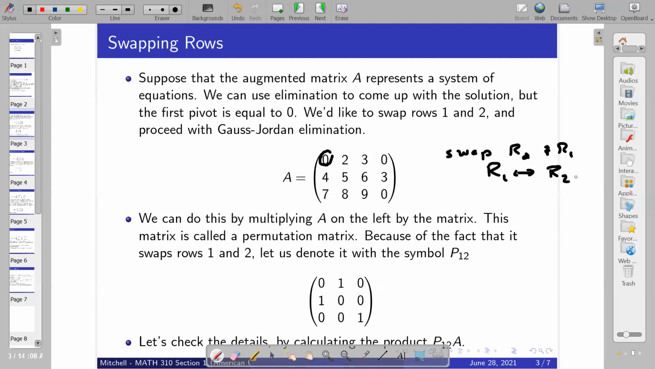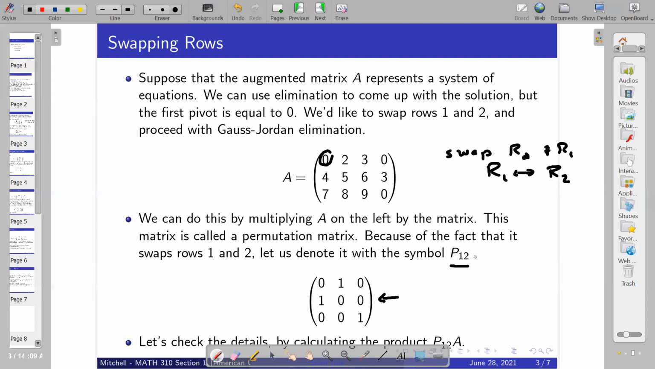It turns out that you can achieve a switch of rows by multiplying A on the left by the following matrix. So it's this matrix right here. This guy is known as a permutation matrix. I'm going to denote this particular permutation matrix as P with a subscript of 1, 2. It's not 12, it's 1, 2. The reason why is I'm swapping rows 1 and 2.